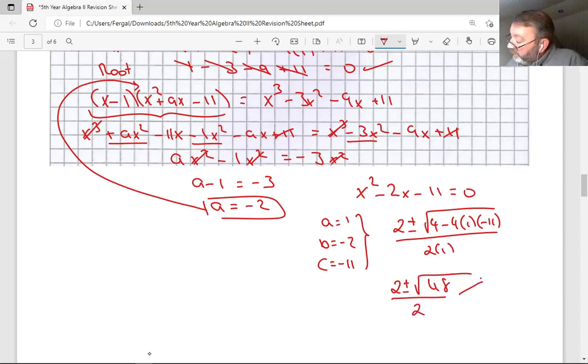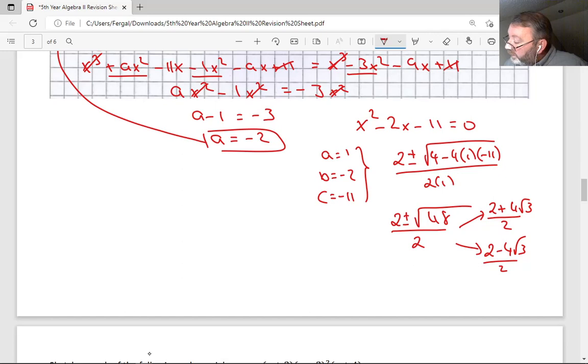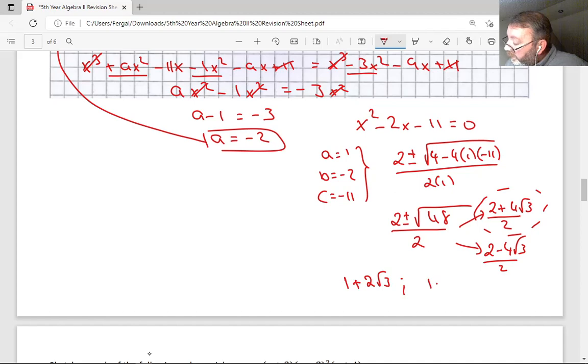So that's going to give me 2 answers. 2 plus, now root 48, 16 goes in there 3 times. So root 16 by root 3 is 4 root 3. If you don't believe me, just stick root 48 into your calculator and it comes up as 4 root 3 all over 2, or 2 minus 4 root 3 all over 2. So therefore the answers will be, and again if you notice, everything in there is divisible by 2. So the first answer is 1 plus 2 root 3, and the second answer is 1 minus 2 root 3. And they are your 2 answers.